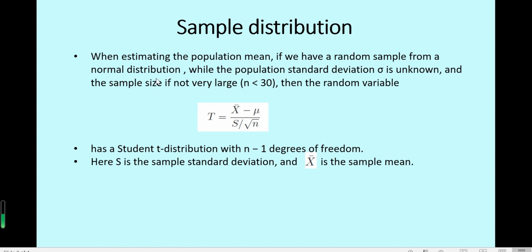distribution, so we assume the population is approximately normal distribution, and the population standard deviation sigma is not known, and if the sample size is not very large, say sample size is less than 30, then the random variable t equals x bar minus mu divided by s divided by square root of n, where x bar is the sample mean, mu is the assumed population mean which we want to estimate, s is sample standard deviation, and n is the sample size. So this term t has a student t-distribution with n-1 degrees of freedom.